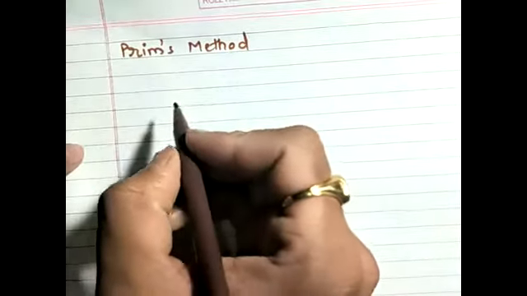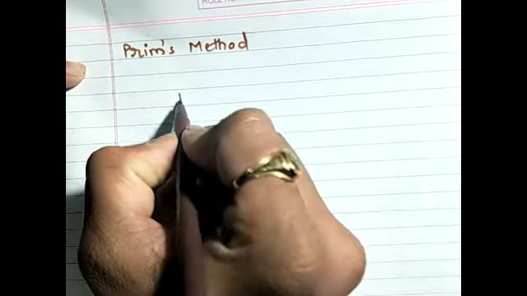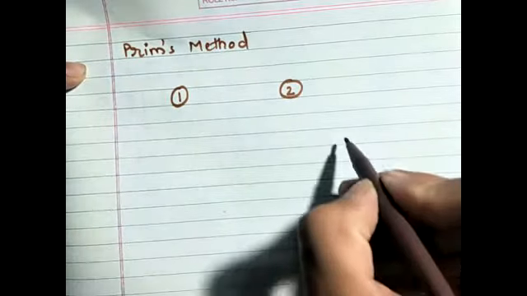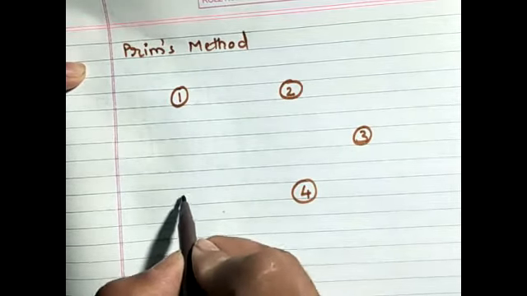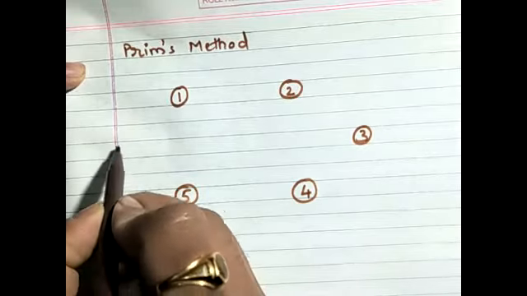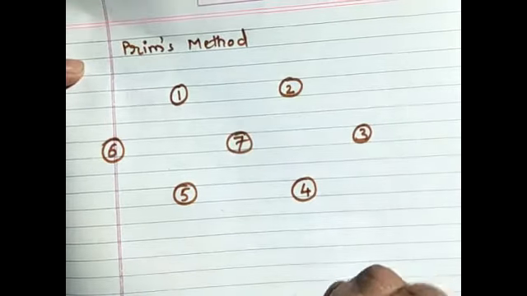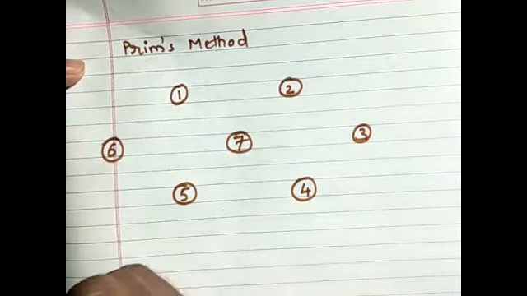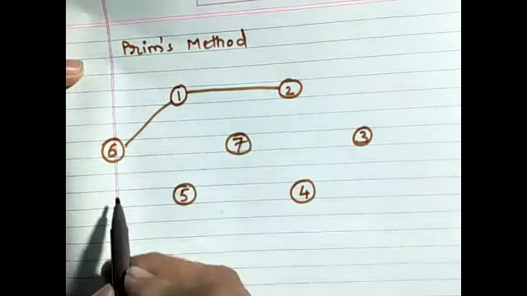simple example. Okay, let us have one particular graph containing certain vertices. Let us say 1, 2, 3, 4, 5, 6, and one more 7. So there are a total of 7 vertices. All these 7 vertices are connected through the edges like this.